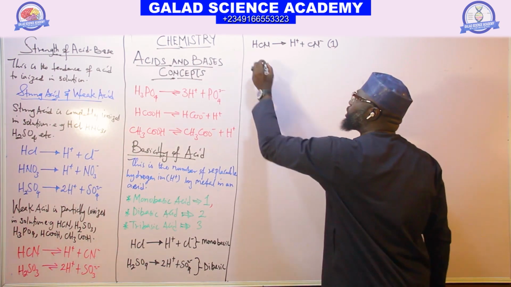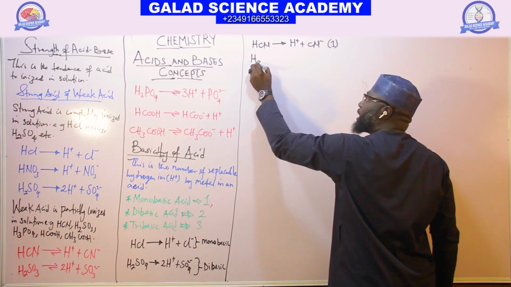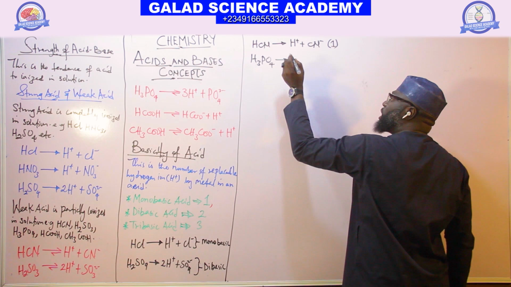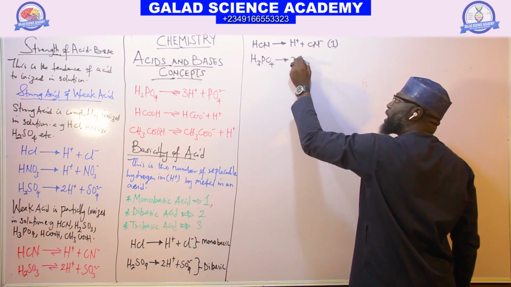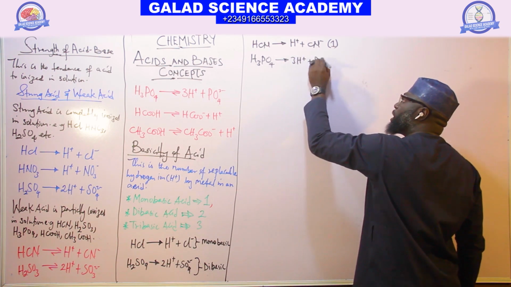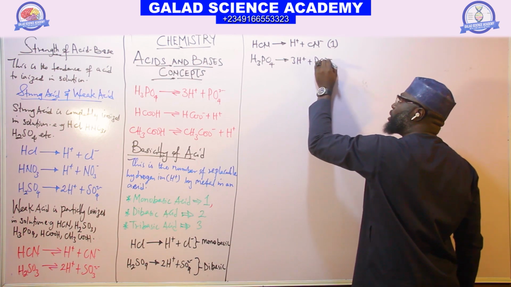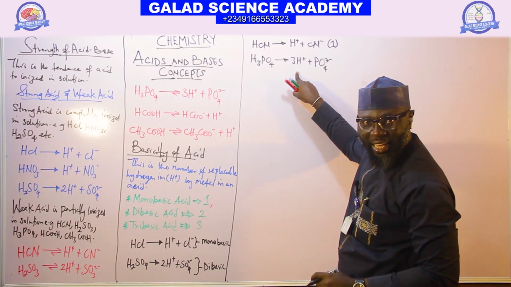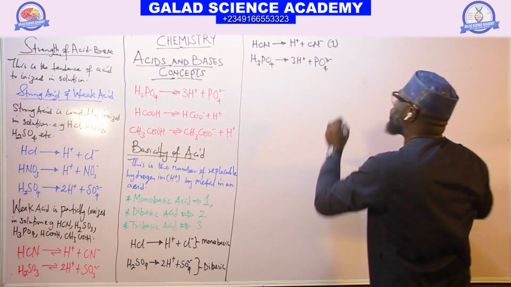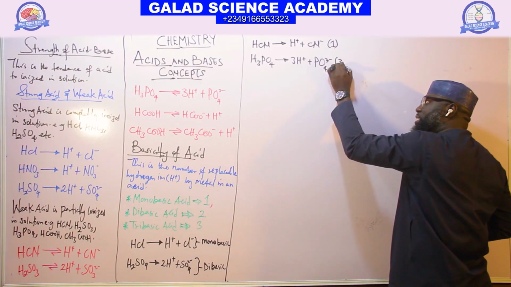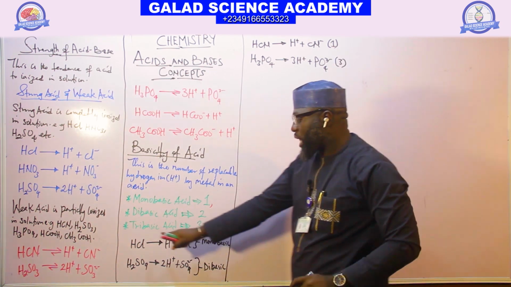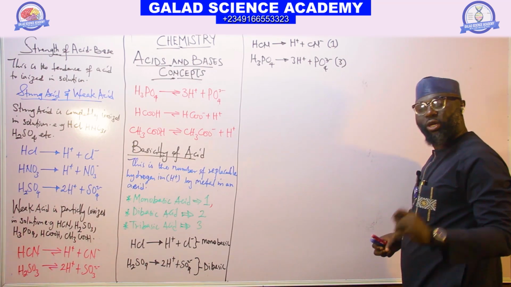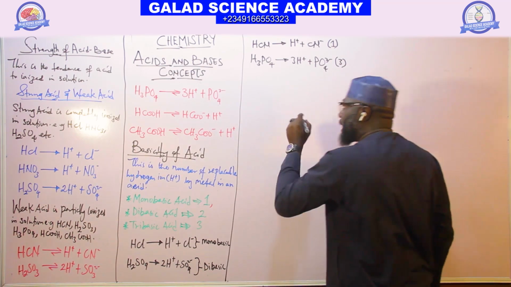But in the case of H3PO4, it will ionize to give us 3 moles of hydrogen plus PO4 3 minus. So this one ionizes 3 out of 3. Yes, so the basicity here is 3, which is a tribasic acid. But this one is used to create confusion for us.